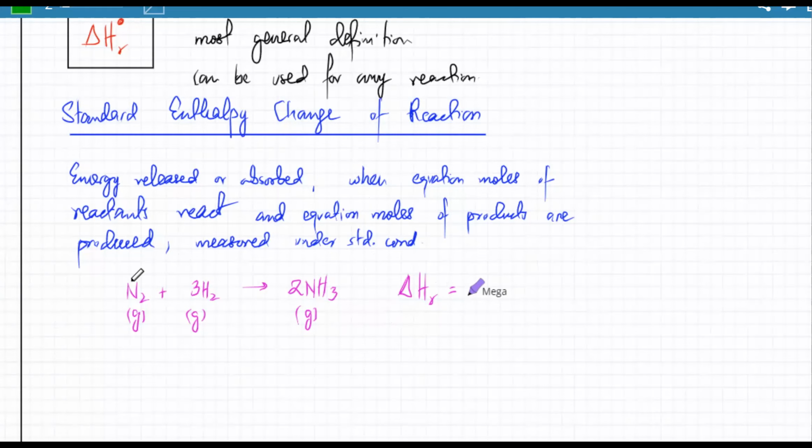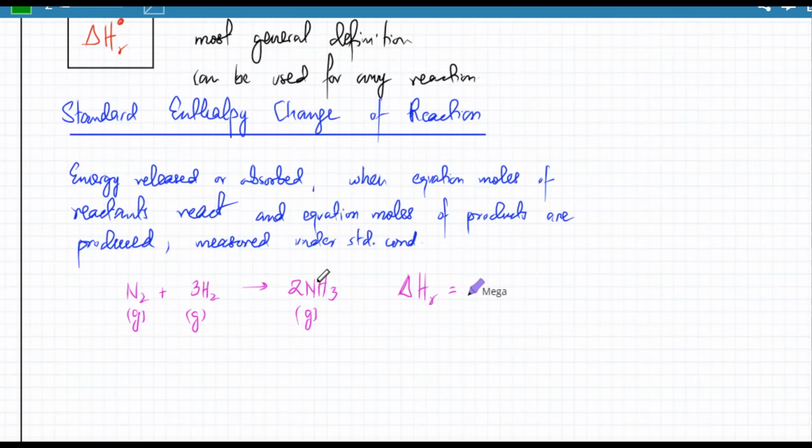So remember, we could have done this reaction using any number of moles. I could have used 0.1 moles of N2 and reacted it with 0.3 moles of H2 and produced 0.2 moles of NH3. There would have been some energy change, but that energy change would not be called the enthalpy change of reaction. It would only be called that if exactly the moles given in the equation are reacting and the same number of moles are getting produced. Is this point clear?